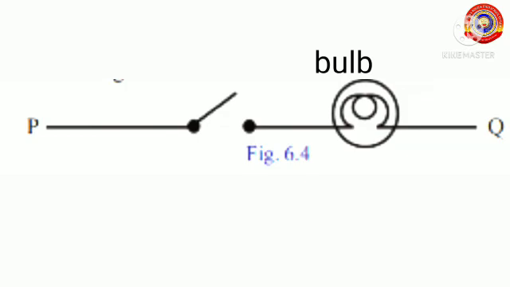Students, observe this figure. Here, a bulb is connected to a switch using a conductor. Here PQ is the conductor. Will the bulb glow if the switch is turned on? The answer is no. What is the reason? Because there is no potential difference between P and Q. Hence, there is no flow of current and the bulb does not glow. For a bulb to glow in a circuit, a potential difference should be maintained between the conductors.